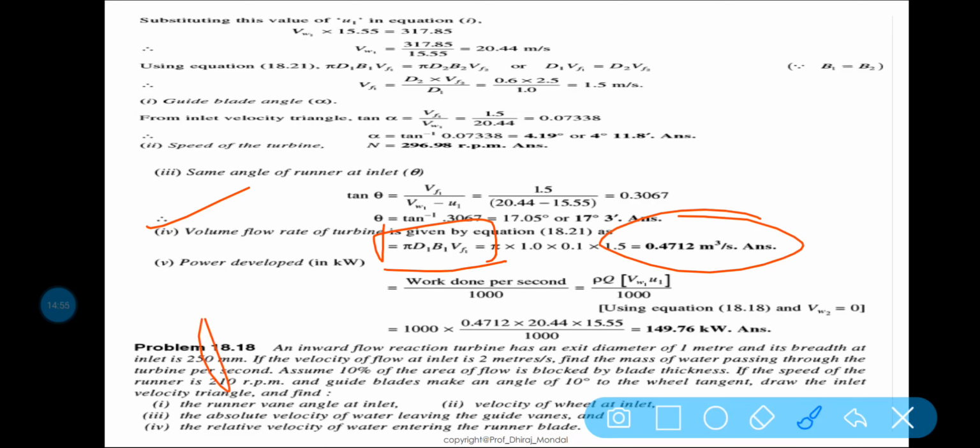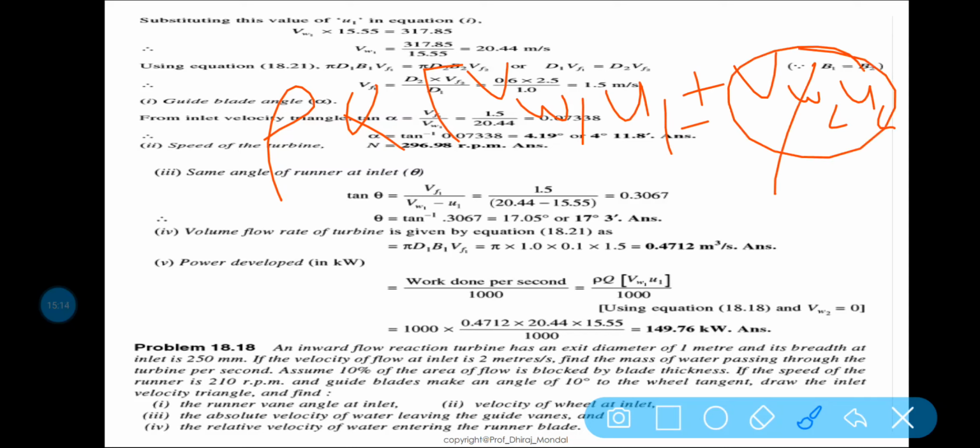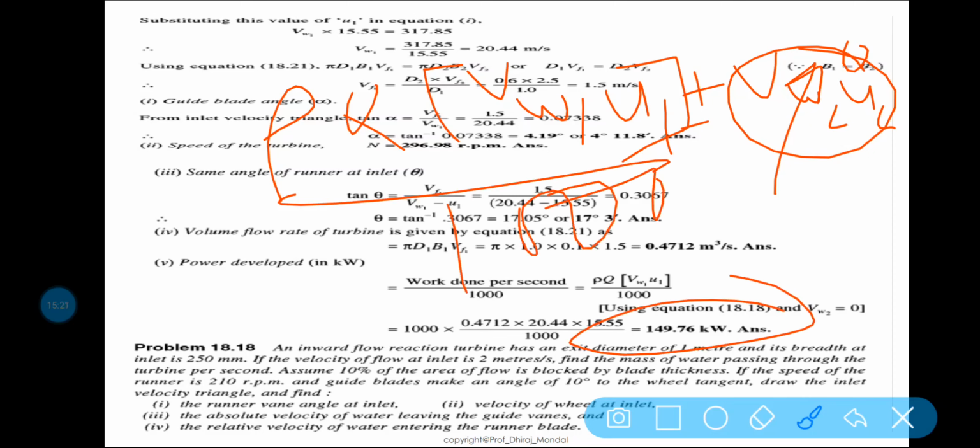Clear? And power is very easy. You know that work done divided by 1000. So work done is what? Rho Q into vw1 u1 plus minus vw2 u2. Here basically beta is your 90 degrees, so vw2 will be 0. That is why you only take this part, divided by 1000. So ultimately 149.76 kilowatt is the answer. That is your power developed, in kilowatt.